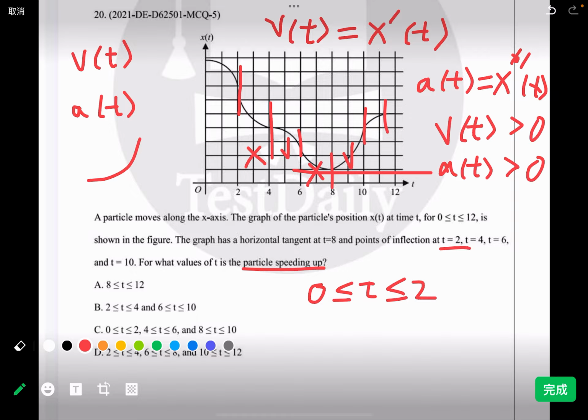And from 10 to 12, the velocity is still going up. However, this shape is concave down, so the acceleration is negative while the velocity is positive, and that means from 10 to 12 is actually slowing down.